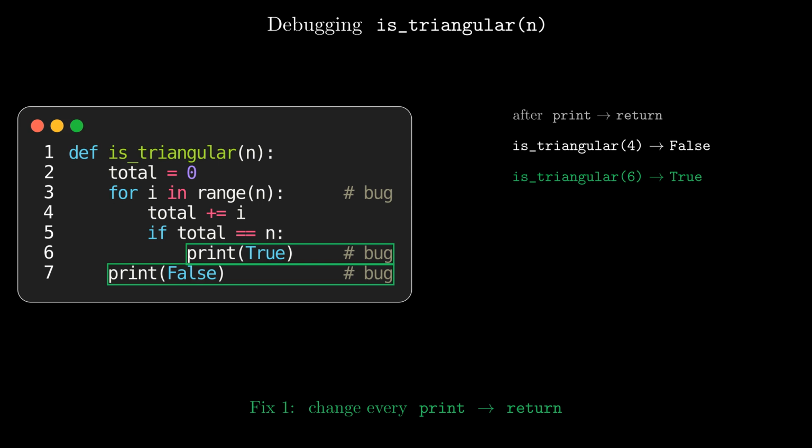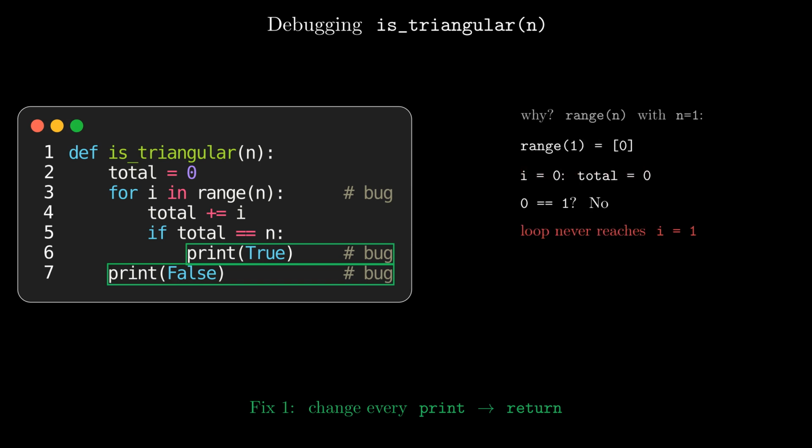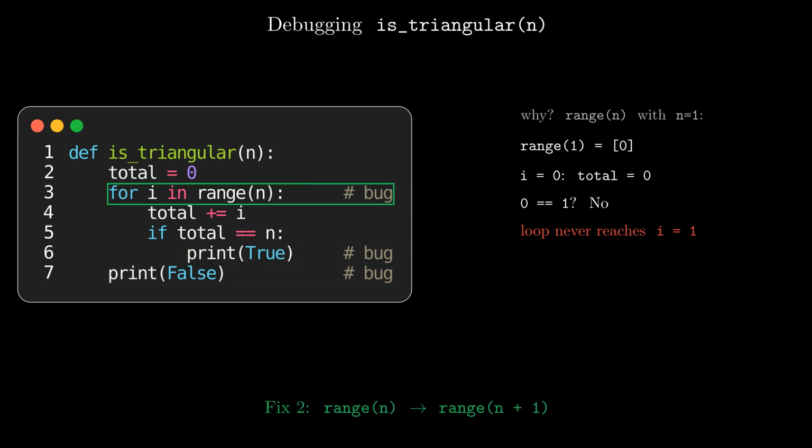Next, check the other cases. is_triangular of 1 returns False, but 1 is triangular since 1 is just the sum of 1. Why does it fail? The loop runs i over range of n. For n equal to 1, range of 1 gives only 0. The loop never reaches 1, so the total never becomes 1. The fix is range of n plus 1, so we go up to and include n.